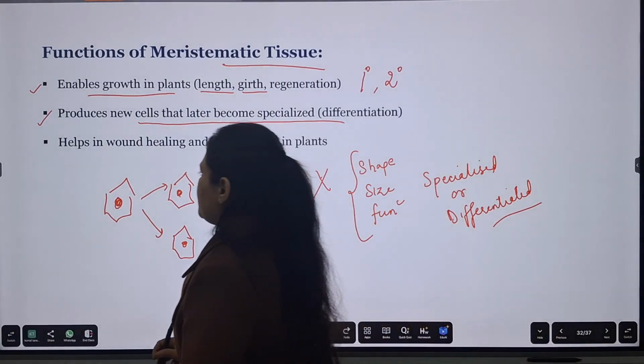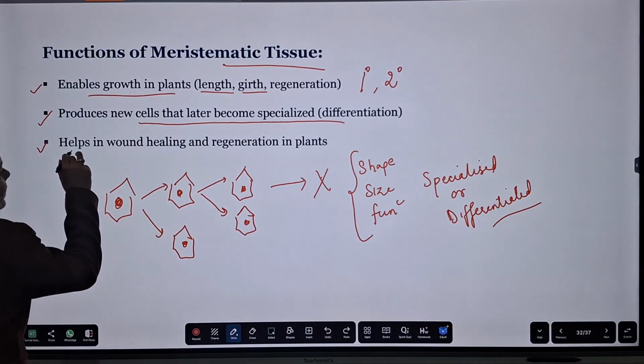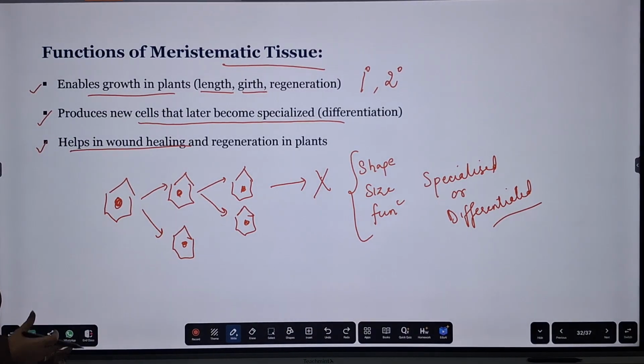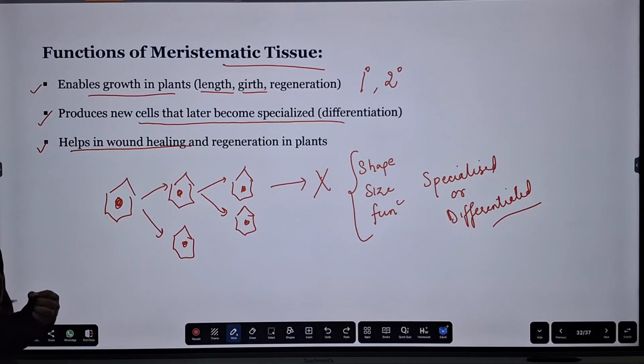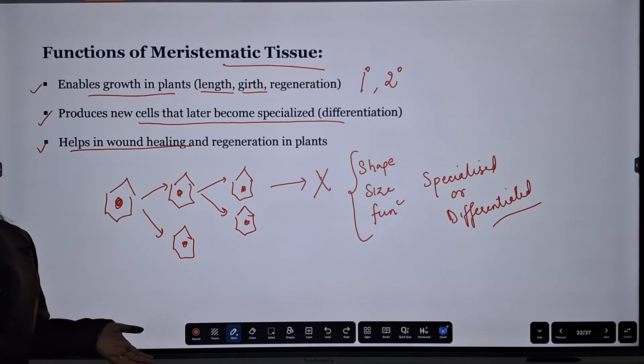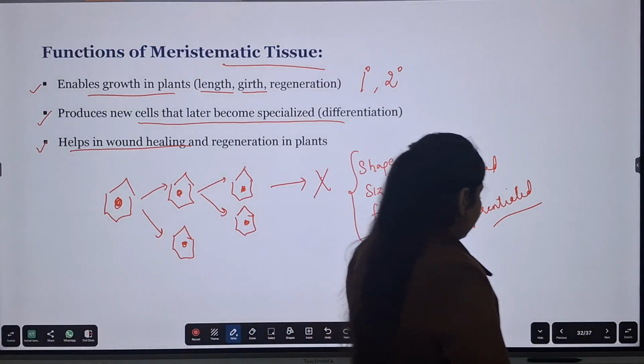Third function of meristematic tissue, they help in wound healing. Whenever some kind of damage happens to plants, some of the meristematic cells will form new cells and help in the repair because of the wear and tear that happens to plants, right?